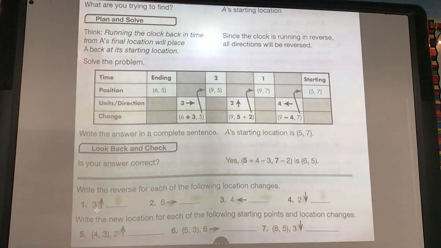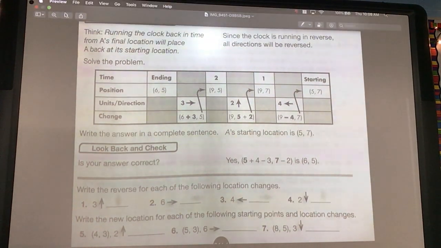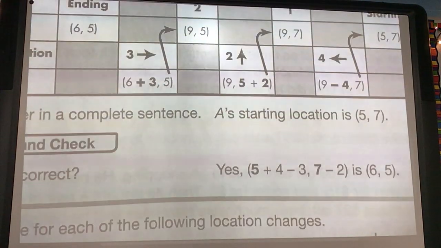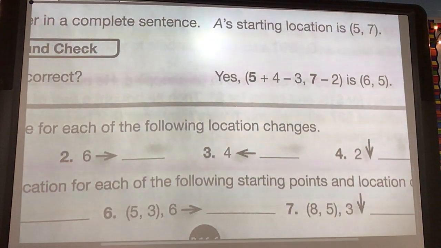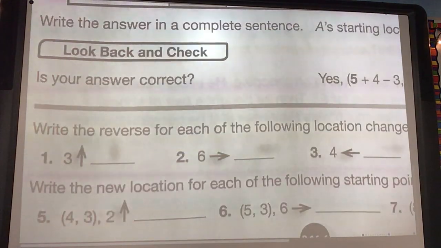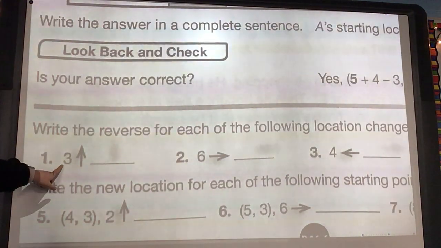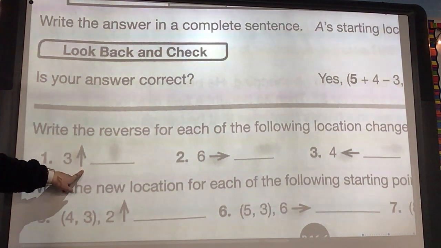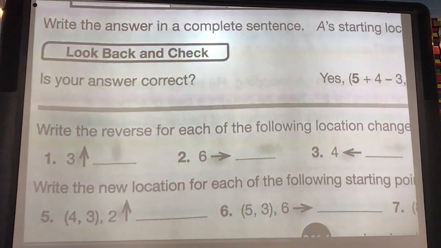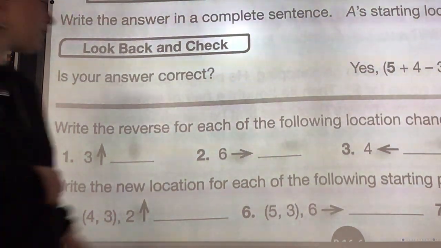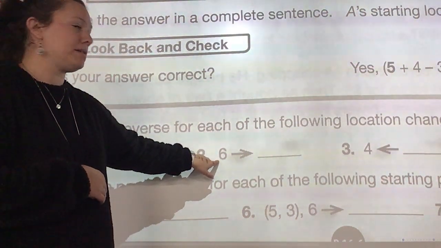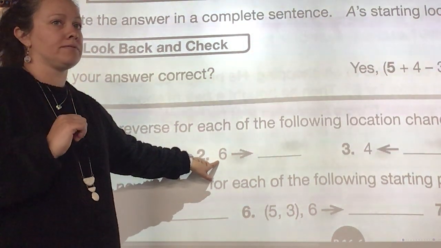So let's practice very, very simple here. If I said, make this nice and big for you guys, that I was going 3 units up. What would be the opposite of 3 units up? 3 units down. That's simple, guys. What if I said I was going 6 units to the right? What would be the opposite of 6 units to the right, Sophia? 6 units to the left.